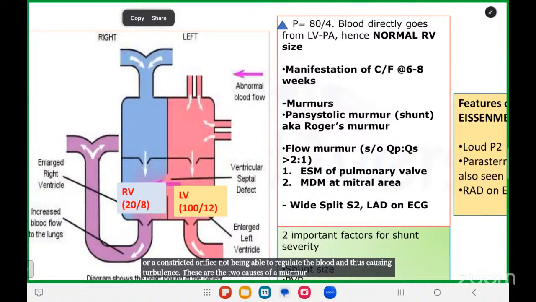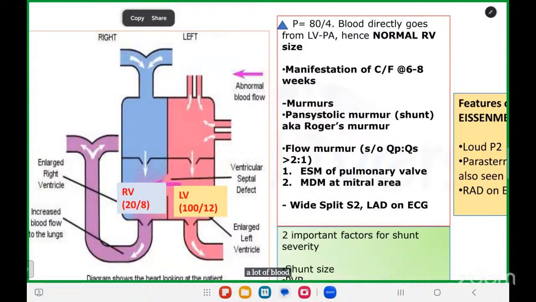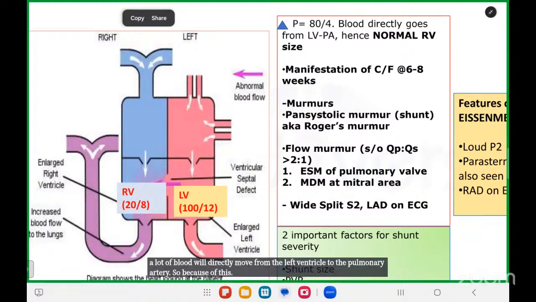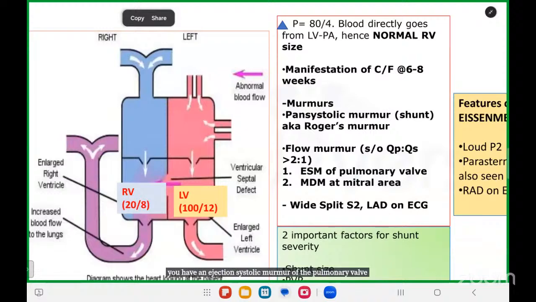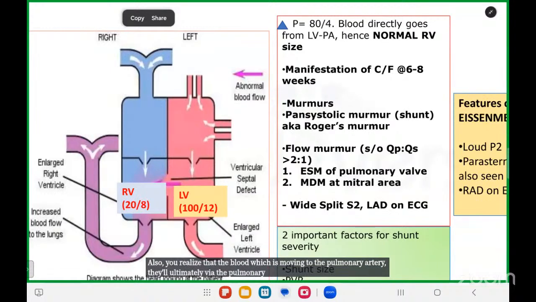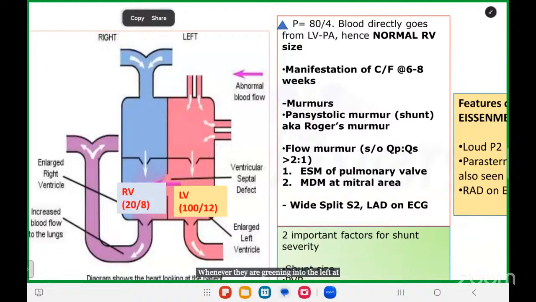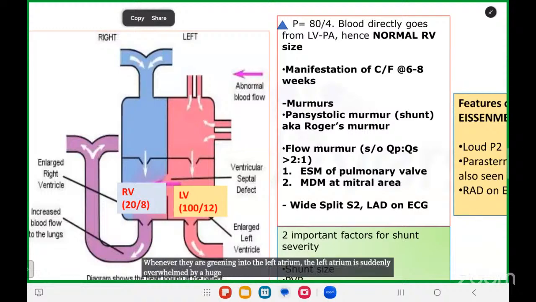In this case, there'll be a flow murmur because a lot of blood will directly move from the left ventricle to the pulmonary artery. So because of this, you have an ejection systolic murmur at the pulmonary valve. Also, you realize that the blood which is moving to the pulmonary artery will ultimately come back via the pulmonary veins and drain into the left atrium. The left atrium is suddenly overwhelmed by a huge pool of blood, which it now has to send through the mitral valve. That will lead to a mid-diastolic murmur at the mitral area. That explains the two types of murmurs that we have.